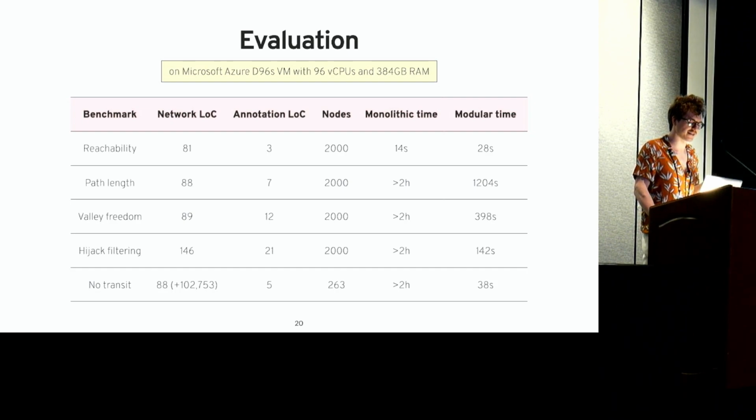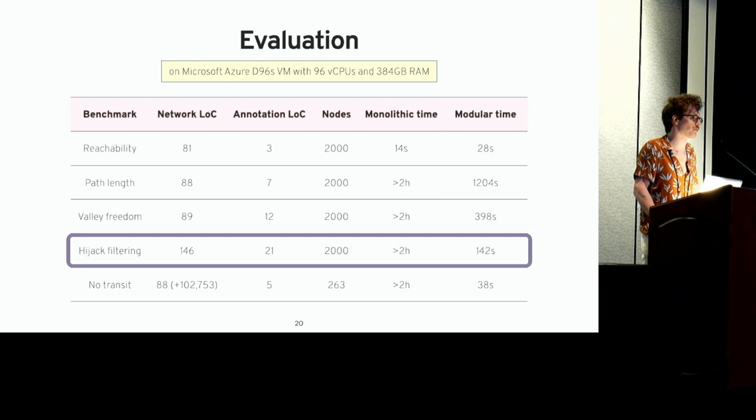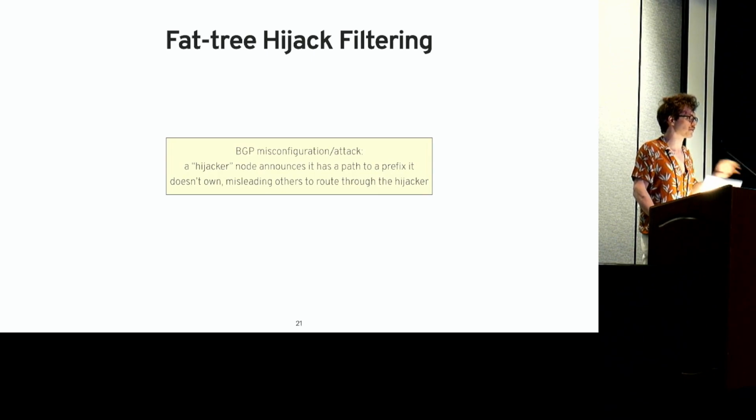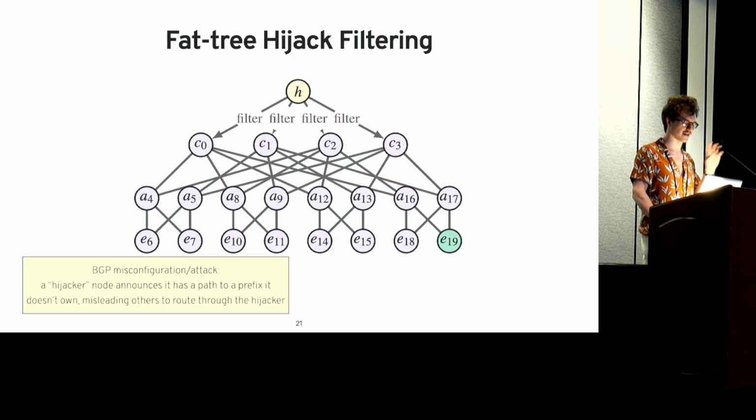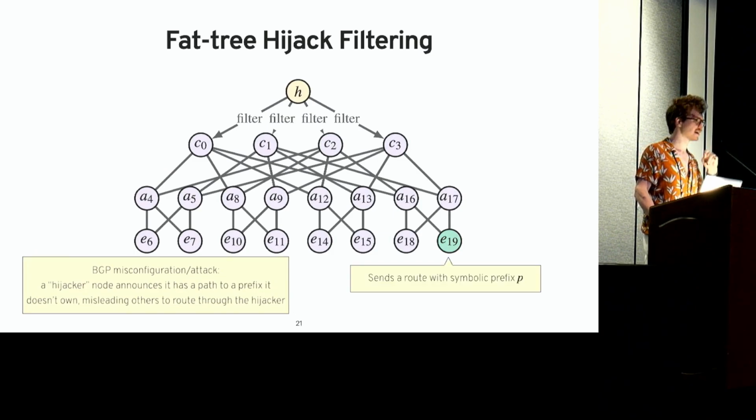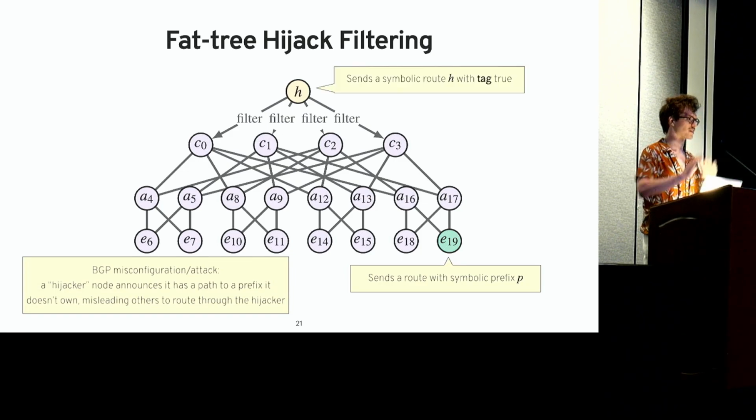So I'm going to drill in a little more just on the hijack filtering benchmark that we have. Hijack filtering is a particular property of interest in these networks because you can have cases where a hijacker, some external neighbor, sends you a route into your network that claims it has an IP prefix which it doesn't actually own. And this has caused a lot of famous internet outages over the years. To test this out, we looked at a data center network where we had a legitimate route, E19, that sent some symbolically chosen IP prefix, and we had a hijacker H, which sent some symbolically chosen route, which we tagged as true.